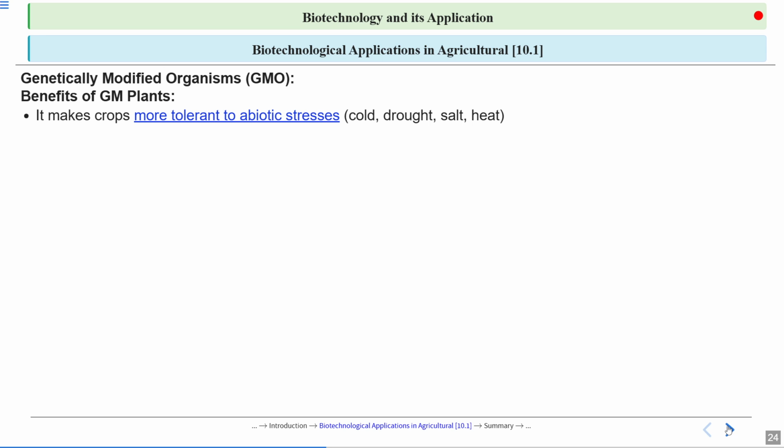What are the benefits of a genetically modified plant? It can make crops more tolerant to abiotic stresses, meaning they can be resistant to cold, drought, salt, and heat. It reduces reliance on chemical pesticides. Pest resistant crop means now we don't have to use chemically synthesized pesticides to protect our crops from insects and all those things.